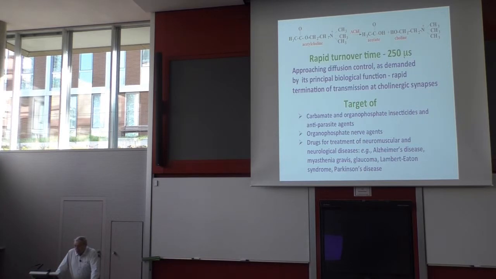It's a target of carbamate and organophosphate insecticides and antiparasite agents, of organophosphate nerve agents, and of the first generation of drugs for treatment of neurological diseases: myasthenia gravis, glaucoma, Lambert-Eaton syndrome, Parkinson's disease, and Alzheimer's disease, where, except for one glutamate antagonist, the anticholinesterases are the only drugs for treatment of the disease, though one should have no illusions. They do very little, they just slow down or increase your cognitive power at the very early stages of the disease, and then they stop working because the treatment is symptomatic, not therapeutic.